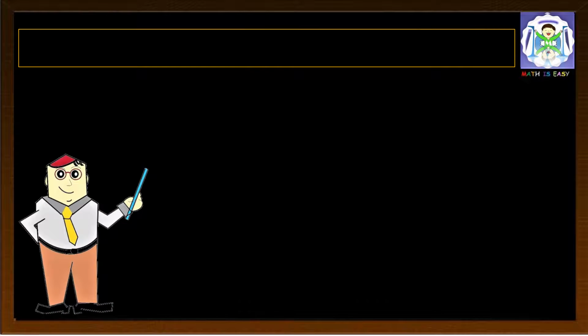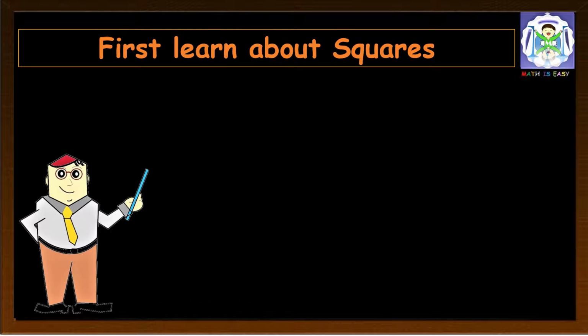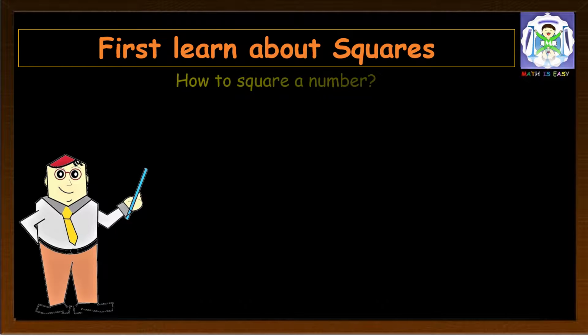First we will learn about the square, and after that we will learn about square roots, because that will make things simpler. Also during this we will consider some examples and tables, so you will get the real idea how it works. So first is how do we square a number.